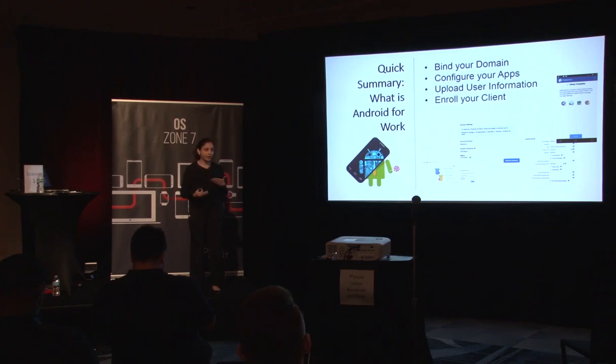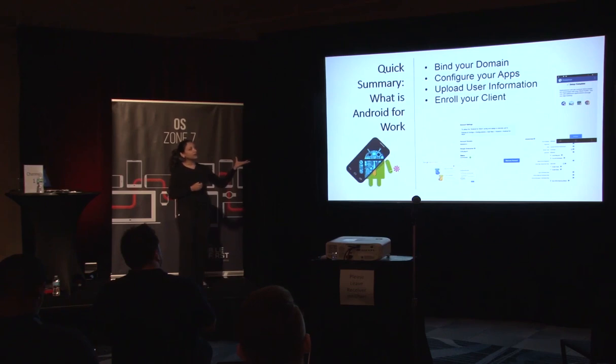So you can follow the core setup guides and cloud setup guides, and you can easily set it up. Basically, you bind your domain, you configure your apps, you upload your users, and you enroll your client. It's as simple as that, a four-step process to set up Android for Work.